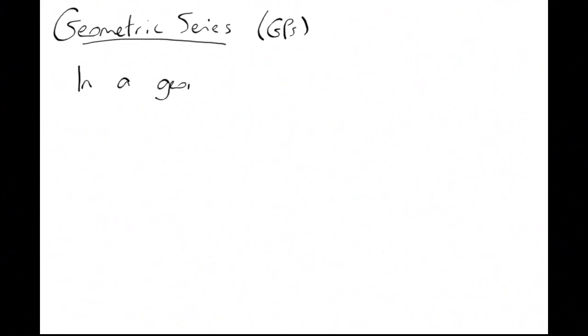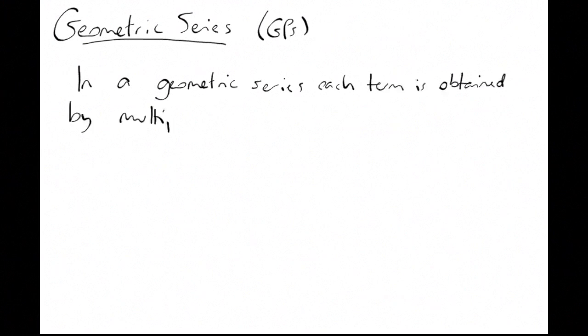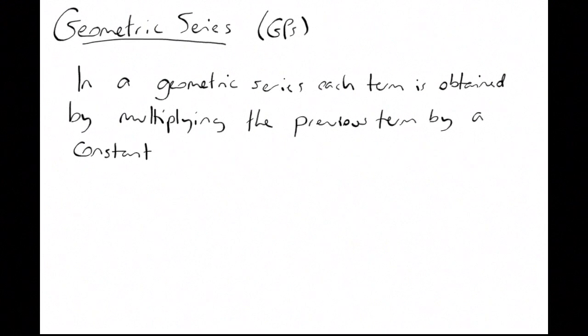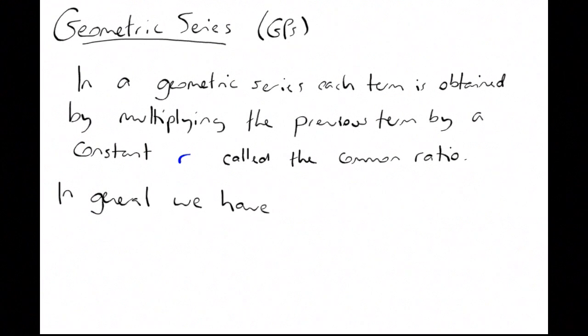Geometric series, or GPs, geometric progressions. In a geometric series, each term is obtained by multiplying the previous term by a constant r, called the common ratio. In general, we have a plus ar plus ar squared plus and so on until you get to the general term, which is ar to the n minus 1.